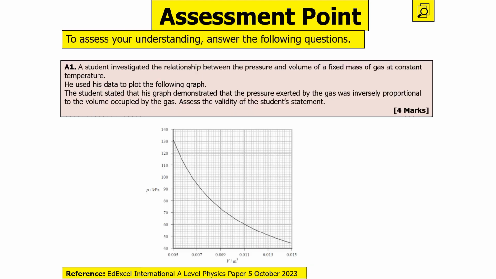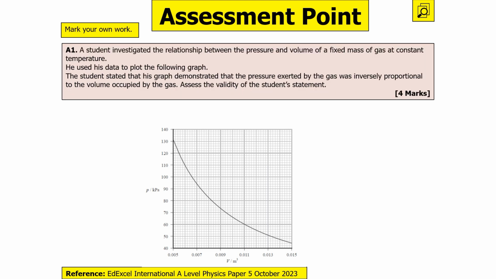The next question says, a student investigated the relationship between the pressure and the volume of a fixed mass of gas at a constant temperature. He used his data to plot the following graph. The student stated his graph demonstrated that the pressure exerted by the gas was inversely proportional to the volume occupied by the gas. Assess the validity of the student's statement. So pause the video now, then unpause the video and you want to go through your answer.